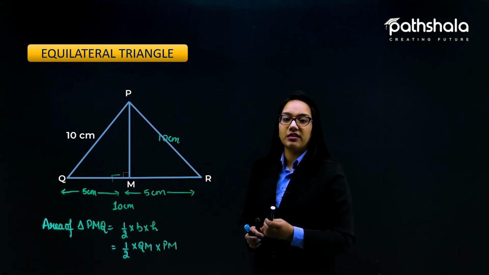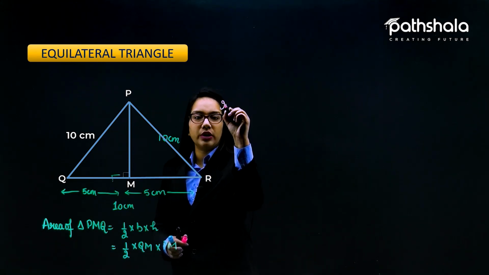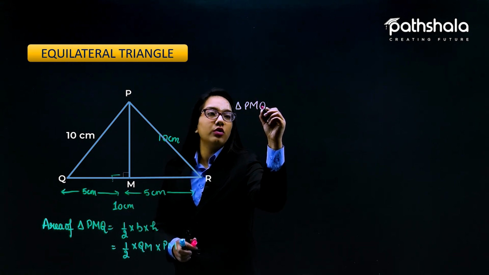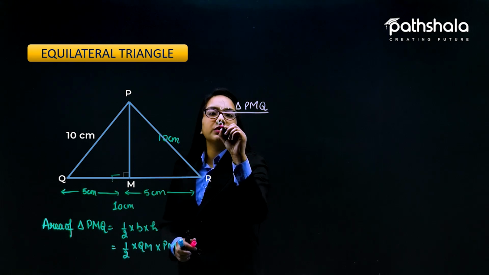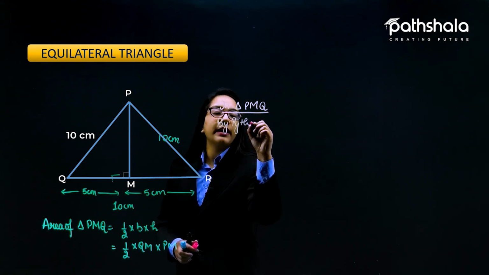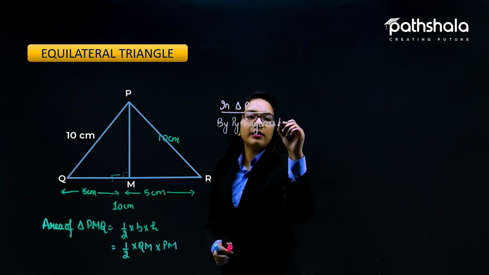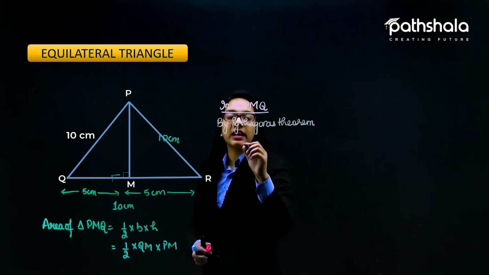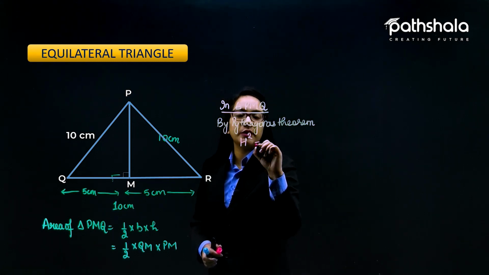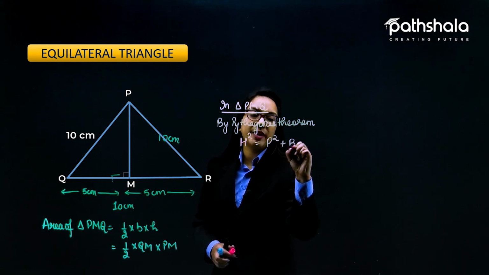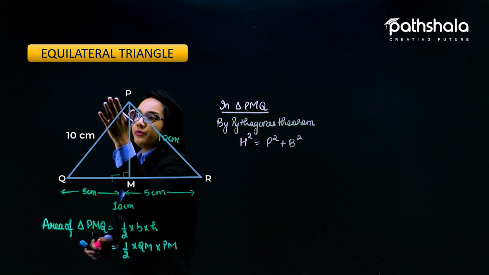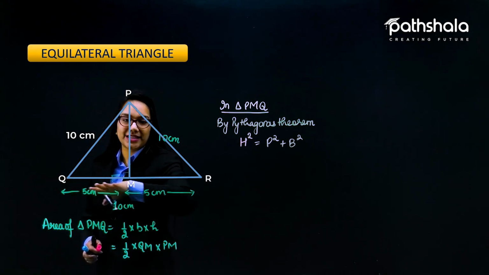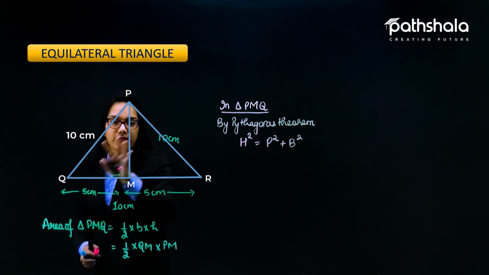As you can see in the triangle PQM, or PMQ, we know that by Pythagoras theorem, we can find the third side, because with the help of Pythagoras theorem, we can say that hypotenuse square is equal to perpendicular square plus base square. As we have the perpendicular over here as PM, the hypotenuse is 10 and the base is 5. So let's just substitute all these values over here.